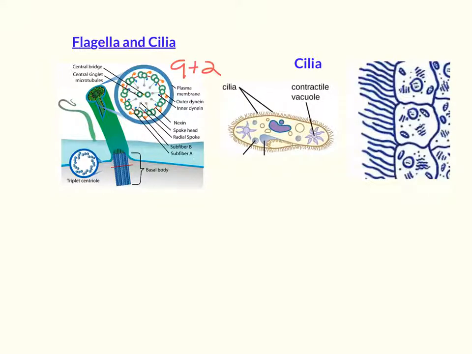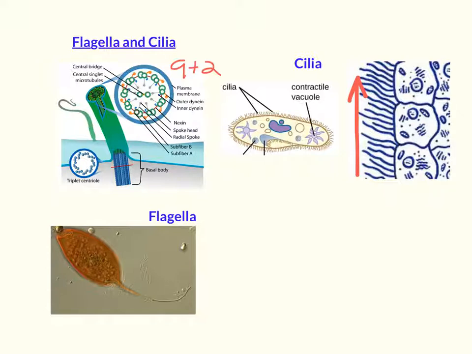Cilia are many short projections that usually occur in rows, and they move the cell through a liquid environment, or they move things across the surface of the cell. We have cilia on the cells that line our upper respiratory tract, and they move mucus up out of our lungs to clean the air that we breathe.